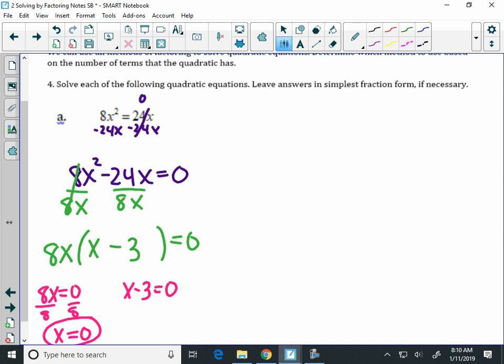That's one x-intercept and one solution. And then over here, when I add 3, I get my second x-intercept or solution is at 3. So this graph crosses the axis at 0 and 3. And those are the solutions to this quadratic equation.